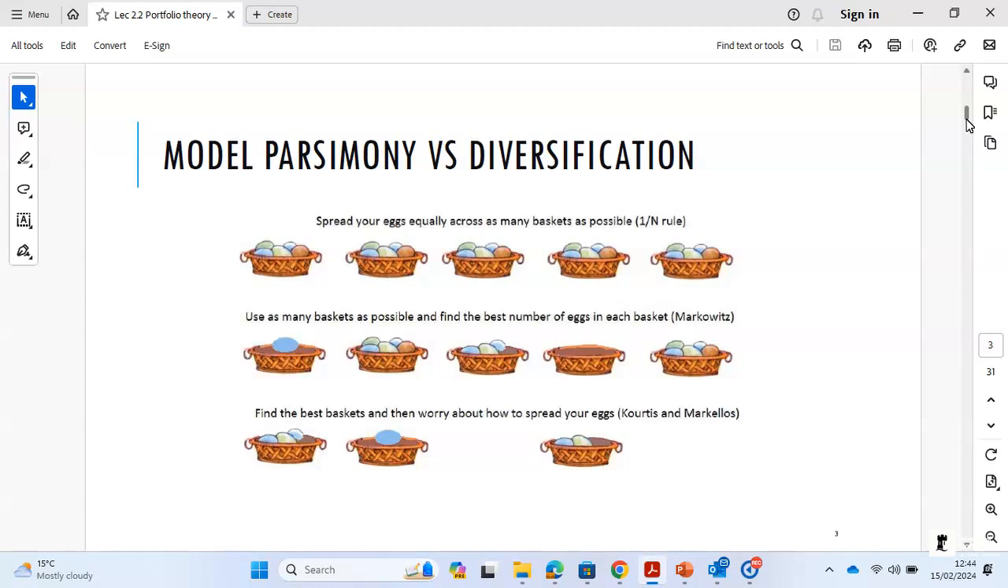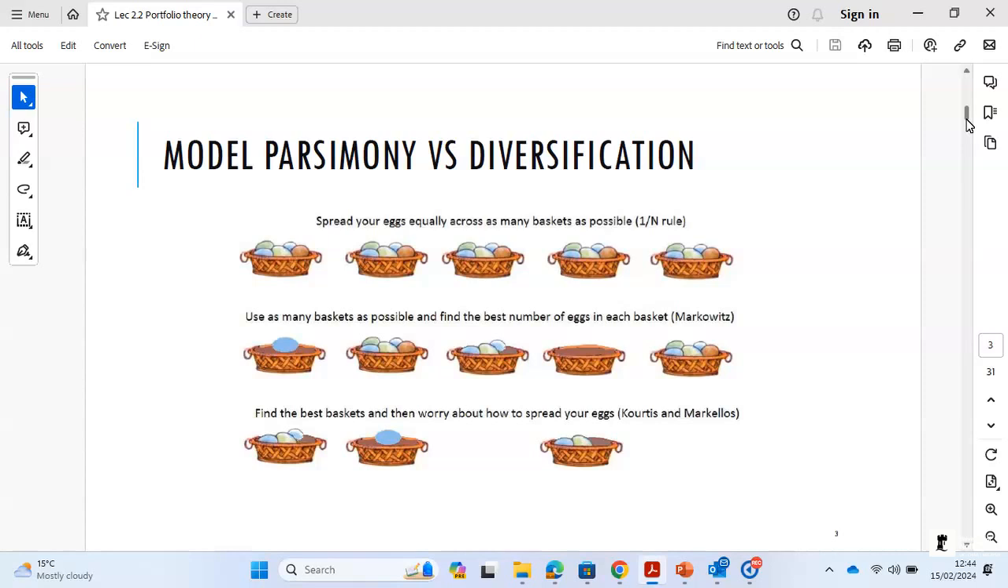Okay, so you need to diversify. So diversification is common sense. The next question is, how would you diversify? Right, so there are multiple approaches that you can take, right? But at the top, we have the simplest one, which is the 1/n rule, right? You spread your eggs equally across the number of baskets that you have.